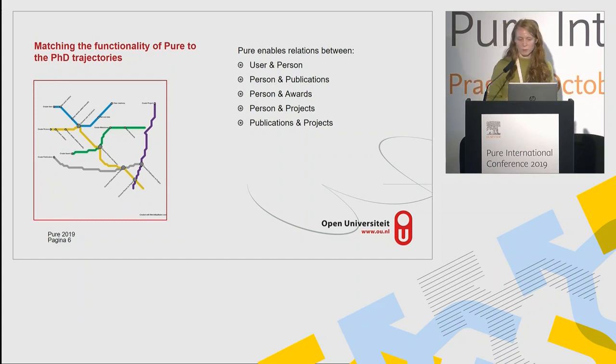I've written on the slide as well, Pure enables relations between these various types of content, and you'll see that awards and publications, for example, cannot be directly linked. So that's something that we actually miss, and we would like to see implemented at some point if it's possible and fits within the roadmap.